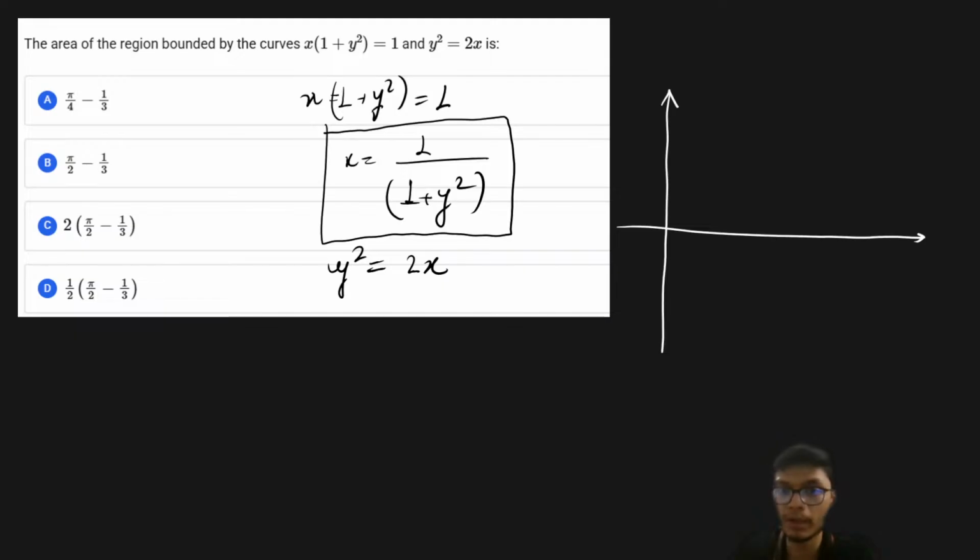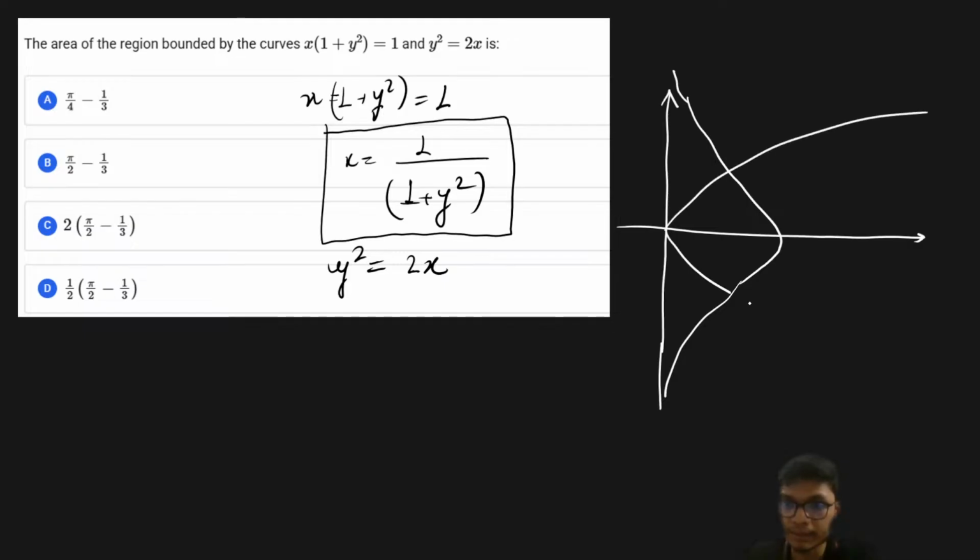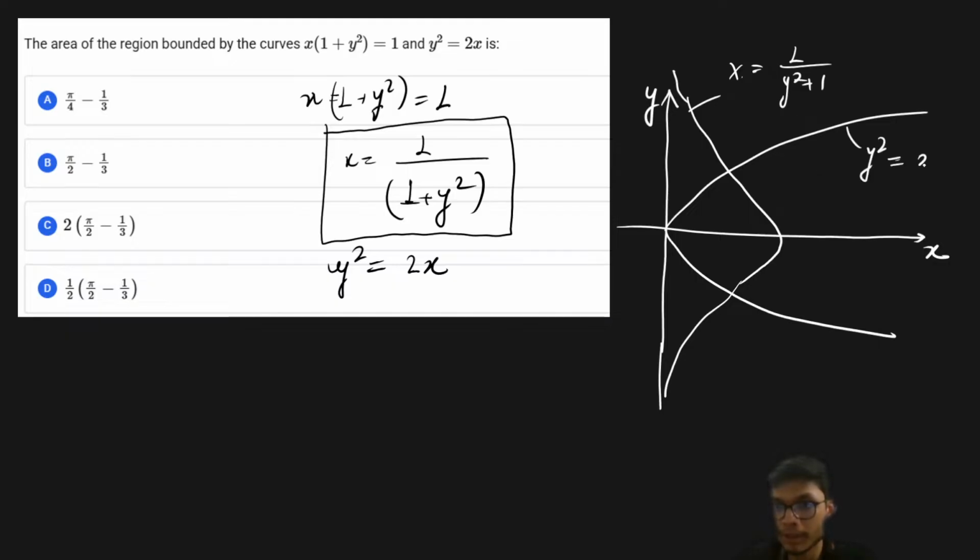So the curve of x is equal to 1 by y square plus 1 is going to simply look like this. It is something like this, asymptotic at infinity, plus and minus infinity, right? Now if you plot the second curve, that is y square is equal to 2x, it is going to look like a simple parabola like this, right? So let me write this: this is the curve which is relating to x is equal to 1 upon y square plus 1, and this is the curve which is relating to y square is equal to 2x.